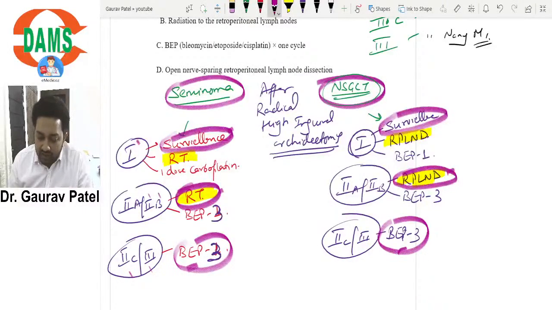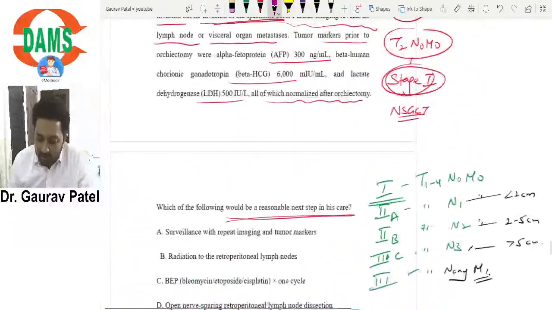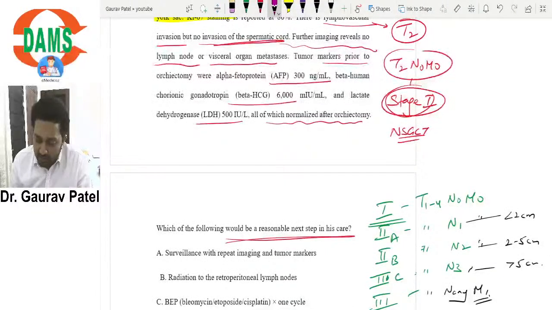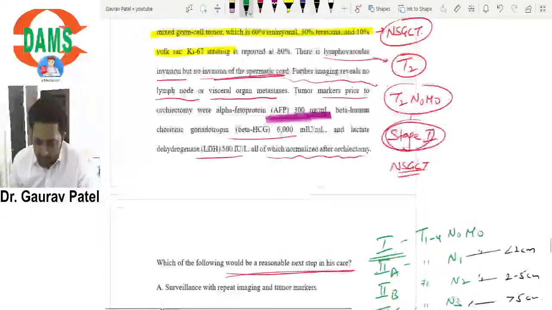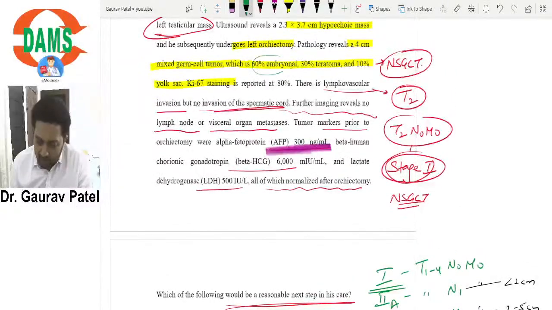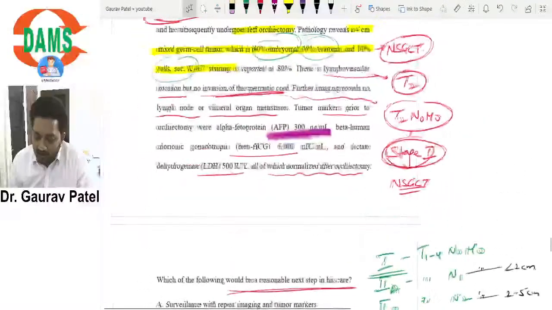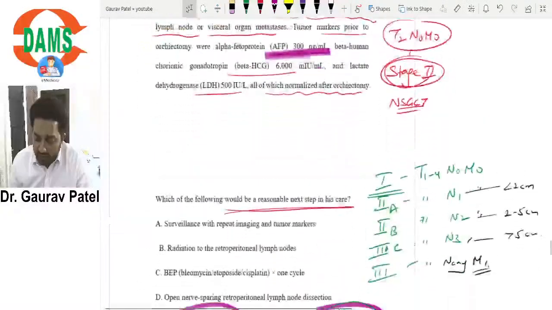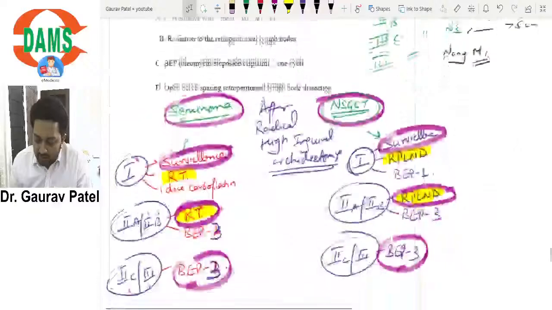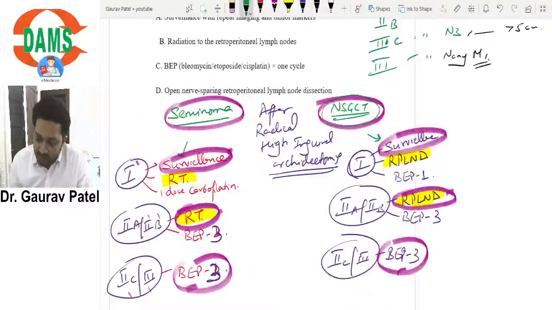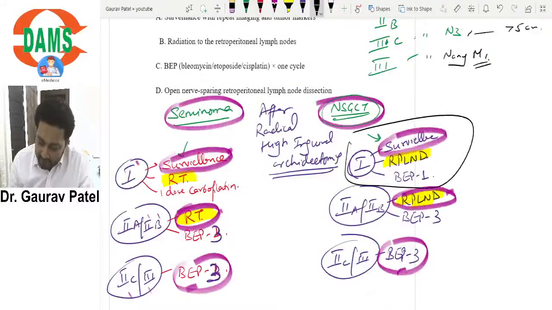So our question is a non-seminomatous germ cell tumor, because alpha fetoprotein is never raised in pure seminoma. And this also mentions embryonal carcinoma, teratoma and yolk sac. So it is a mixed type of non-seminomatous germ cell tumor, and it is only involving the testis, with no lymph node metastasis, so stage 1. So this comes in this category.